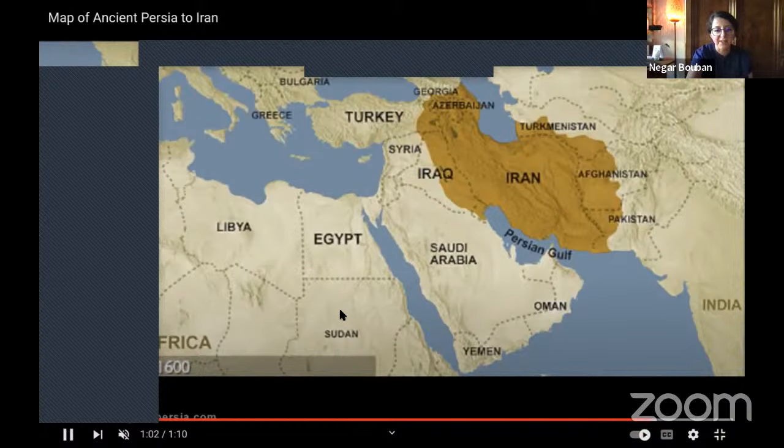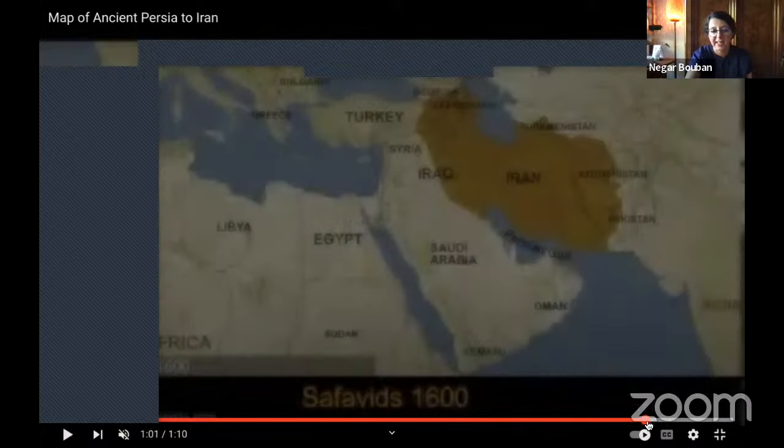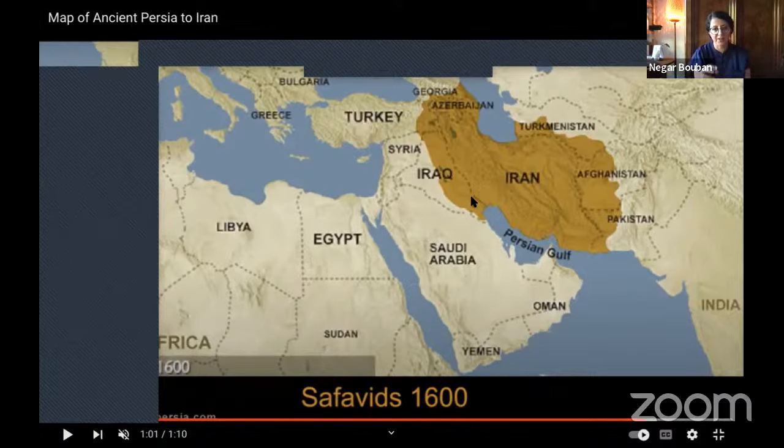Then in Safavid times, again, I will go back a bit, we will see it again with another map. In Safavid times, Iran is not that big anymore, but the idea of having a nation state is more or less taking shape, especially in competing with the Ottomans that were ruling in a huge area. Well, their base was Istanbul in Turkey today, but they were the biggest rivals of the Safavids in Iran.